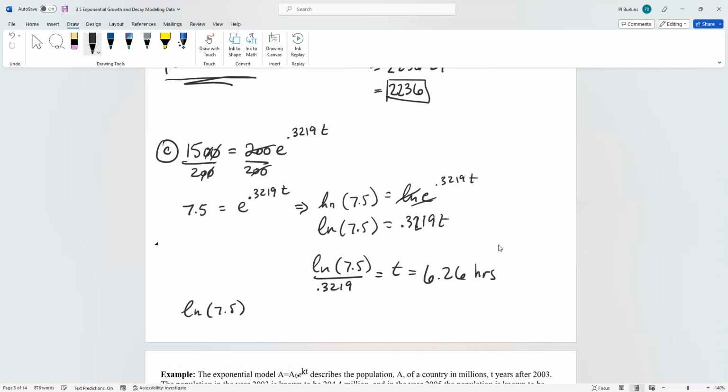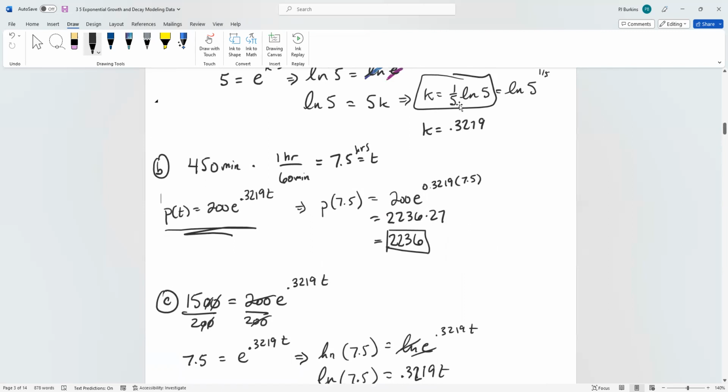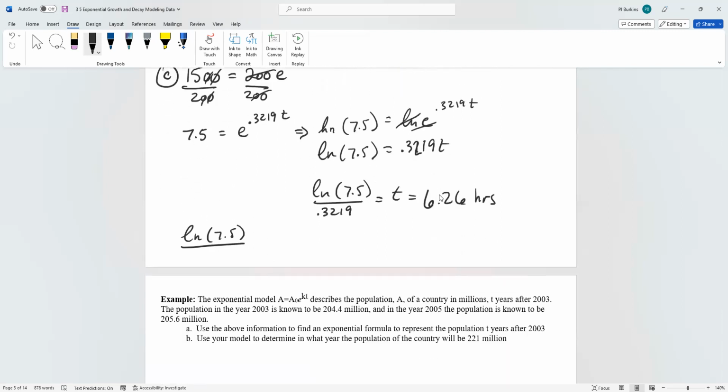And if we use the actual value of k instead of the 0.3, we would have natural log of 7.5 divided by natural log of 5 over 5, which would really mean multiply by 5. So natural log 7.5 divided by natural log of 5 times 5. And I still get 6.26 when I round. The difference was, for this one, I got 6.2594 and then 6.2596. So in this case, not a big difference.